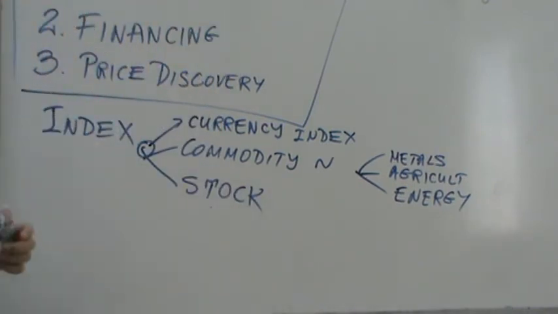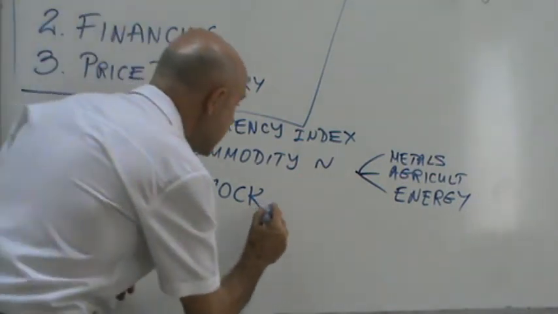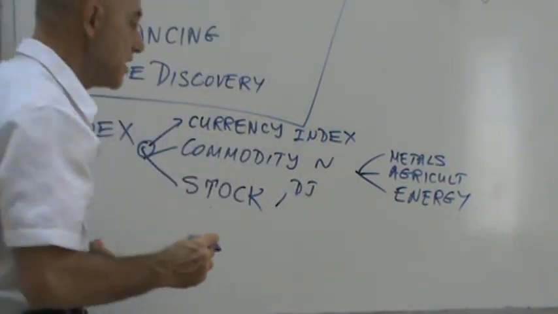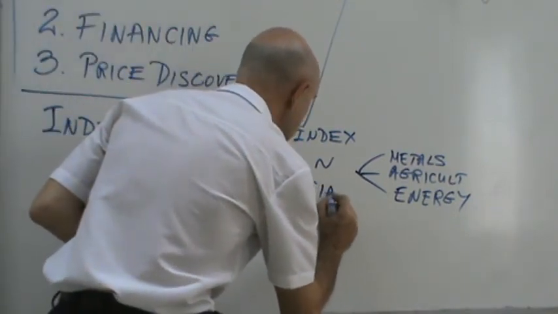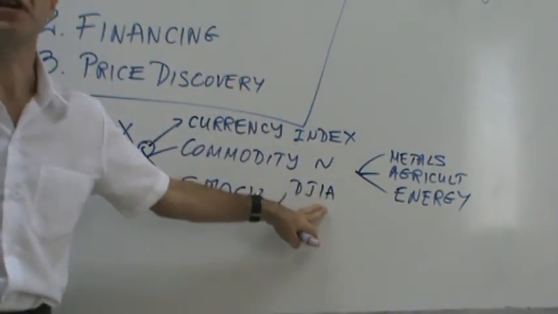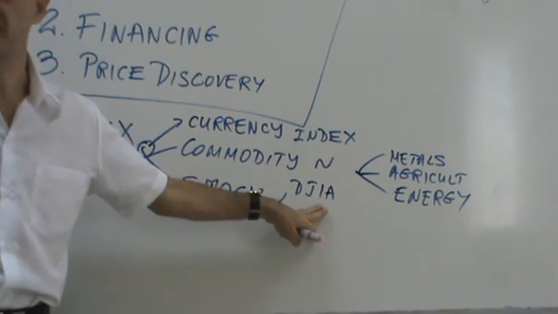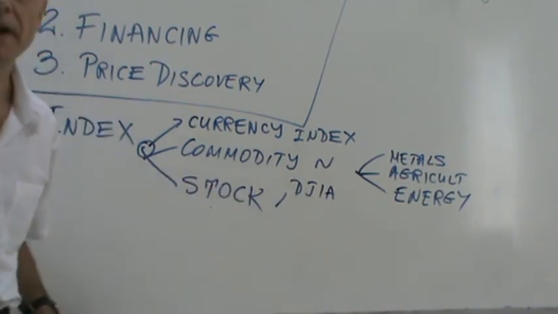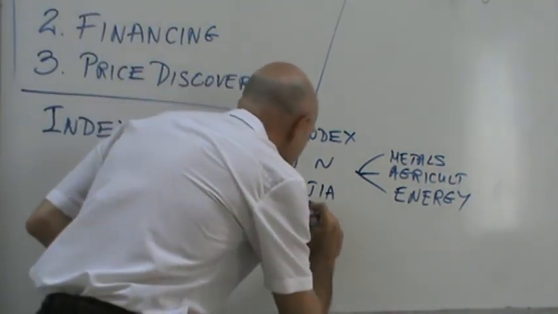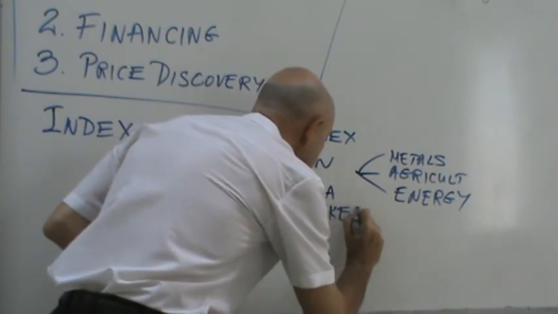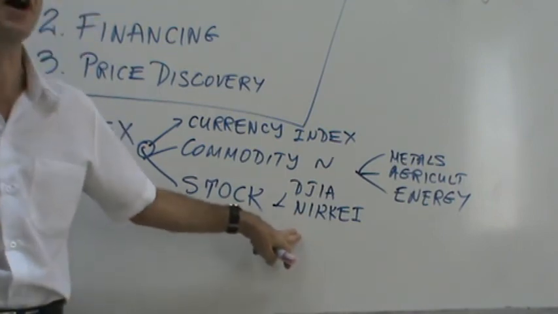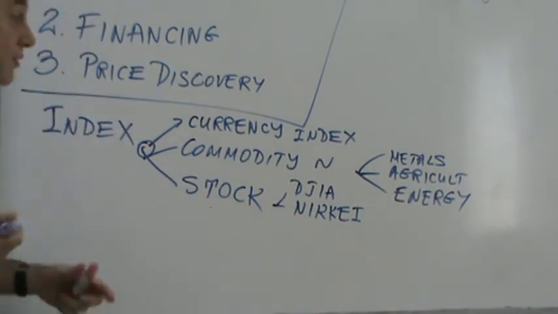And of course, an index could be for stocks. In the US, the most popular is the Dow Jones Industrial Average. It's an average of 30 major stocks in the United States. Okay. Well, let's try another one. In Japan, it's going to be the Nikkei, sometimes pronounced on TV as Nikkei. Okay. So that will be another one.